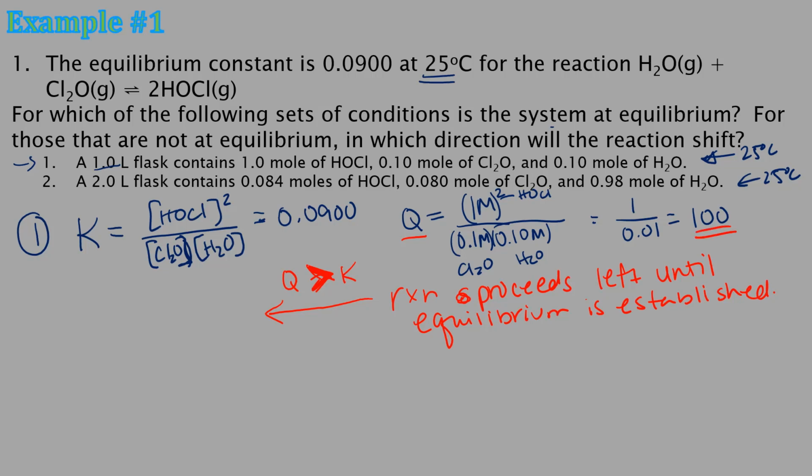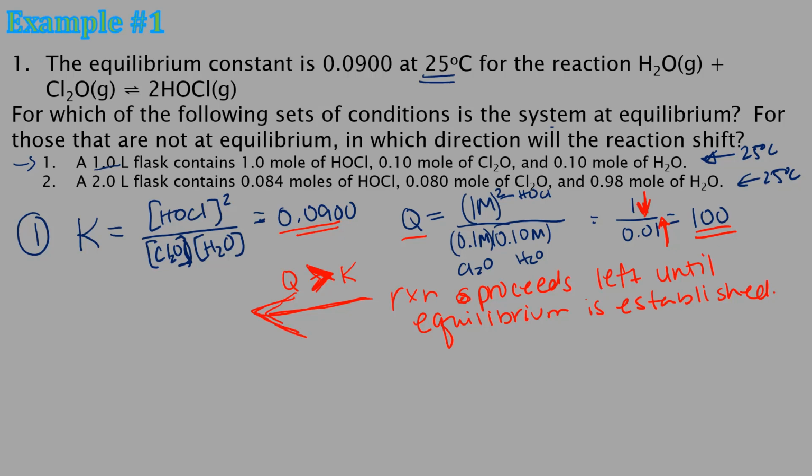Since this number is so big compared to this number, we need it to get smaller. The only way to get it smaller is to make the top smaller and to make the bottom bigger. So if I want products to go down and reactants to go up, then I have to make more reactants. So I have to go towards the reactants.